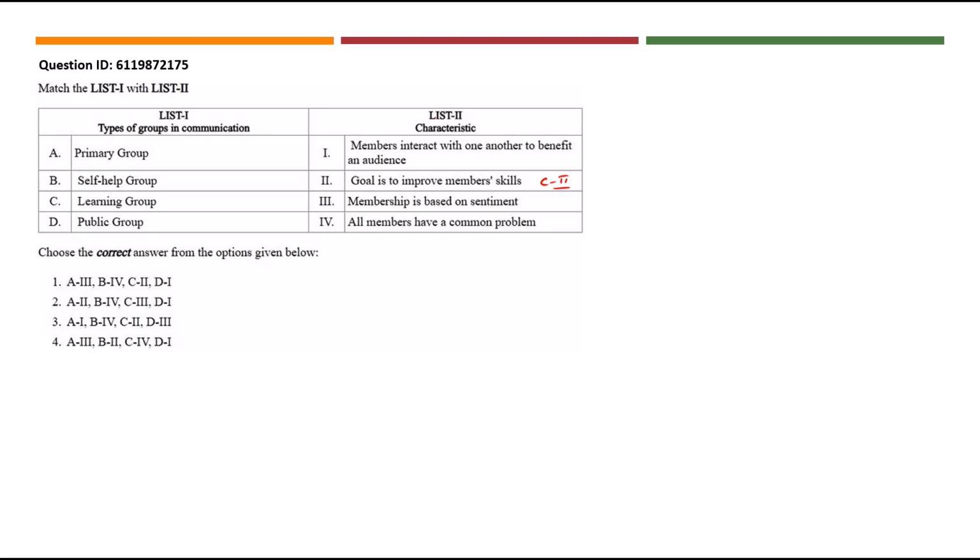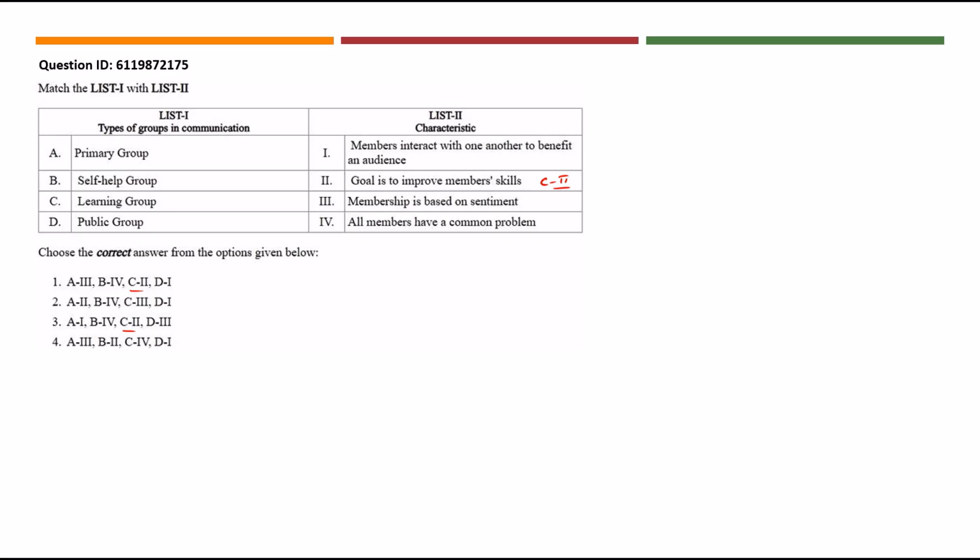Then in public group, do you have the need of sentiment? Public is a mix of audience. So sentiment can be a part of primary group. If you know what is the primary group, you can easily understand why sentiments work there. But without knowing what is primary group, I am trying to tell you. So let's see whether C2 is available here. It is available in 2 options.